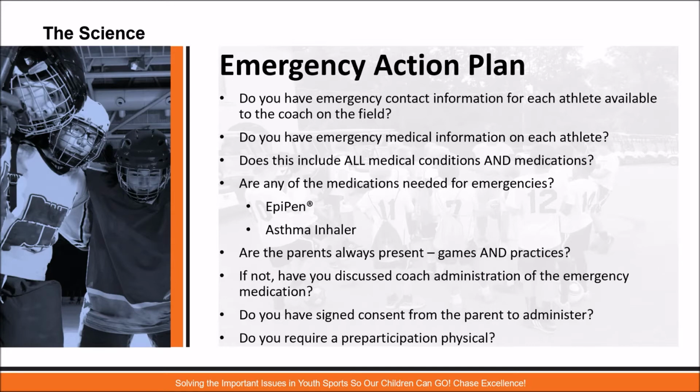Is everybody on the same page with regard to all this? And once again, what type of system do you have to manage all this and keep everybody on the same page? Finally, do you require a pre-participation physical? Why is it in high school sports you must have a pre-participation physical, but in youth sports, probably not? Why not?